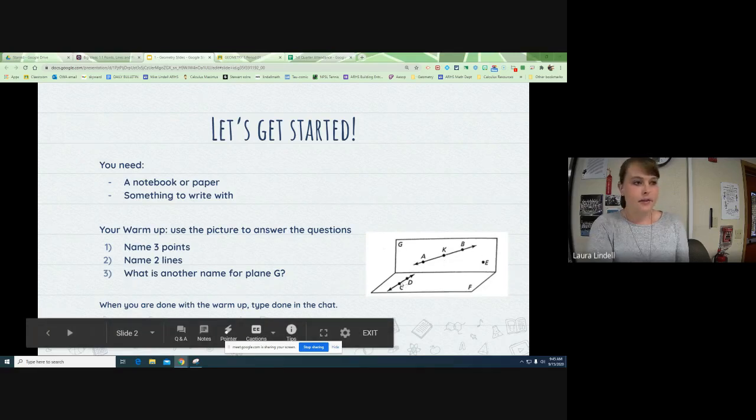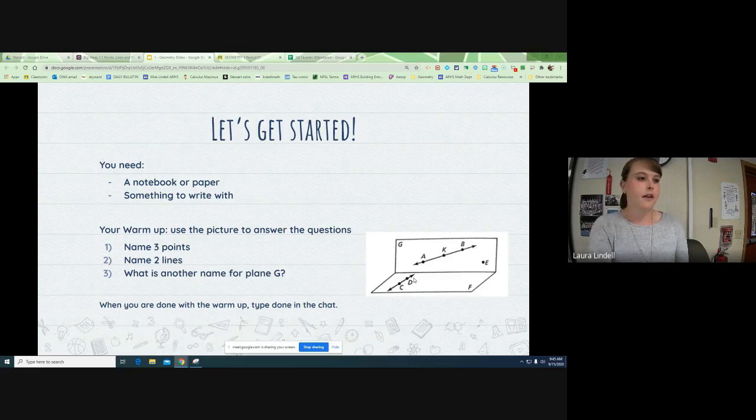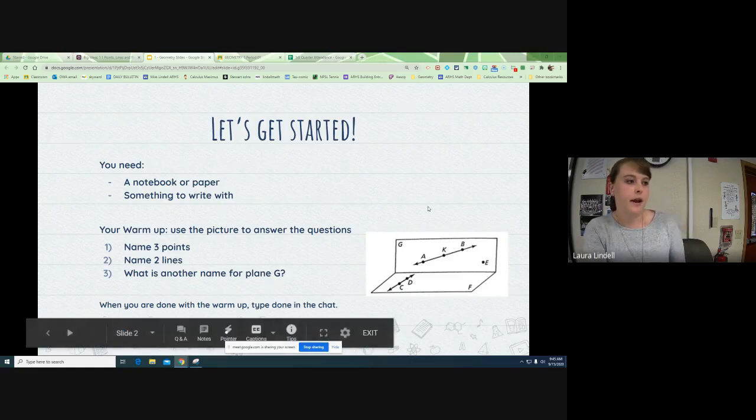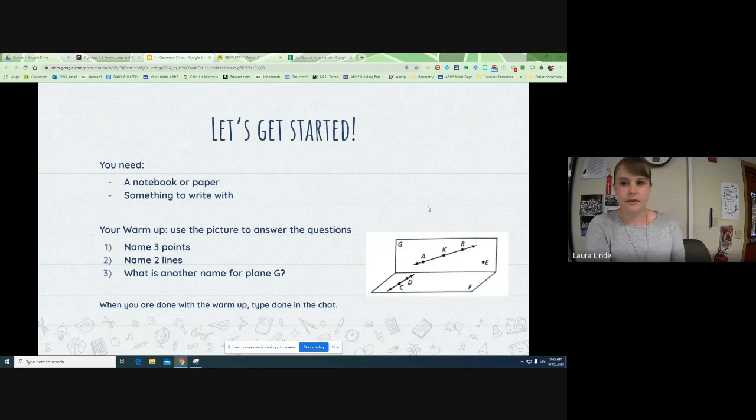And then the other line is this one down here. DC or CD would work to name that line. Yep, exactly, Cheyenne. Perfect. And then another name for plane G. What else could we call plane G? Any ideas?